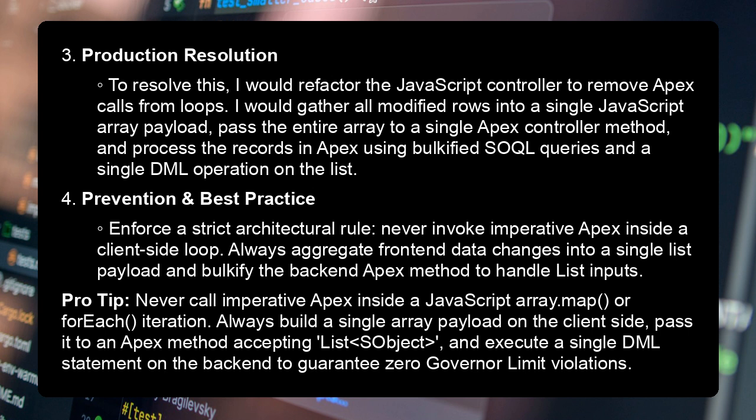Pro tip: never call imperative Apex inside a JavaScript array .map or forEach function iteration. Always build a single array payload on the client side. Pass it to an Apex method accepting a List of SObject, and execute a single DML statement on the backend to guarantee zero governor limit violations.